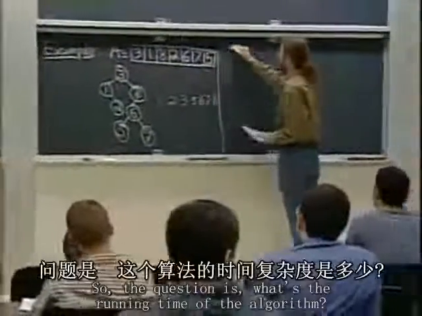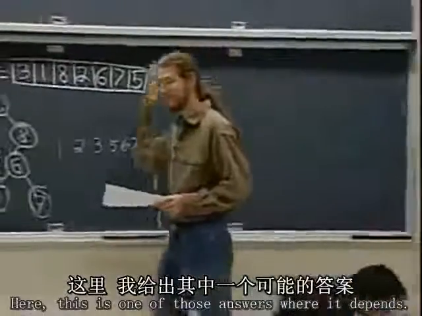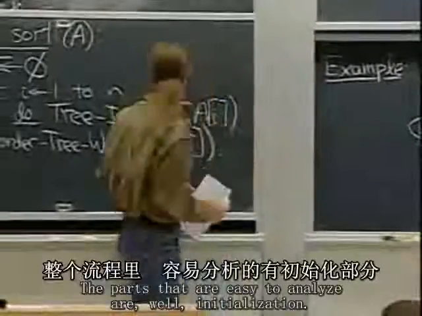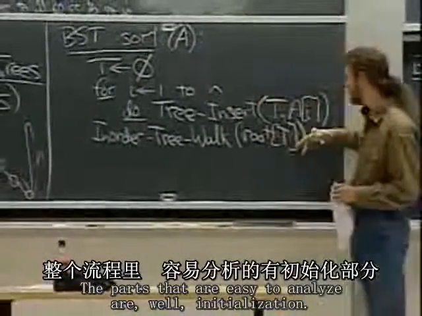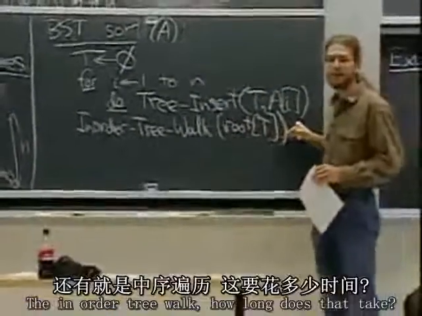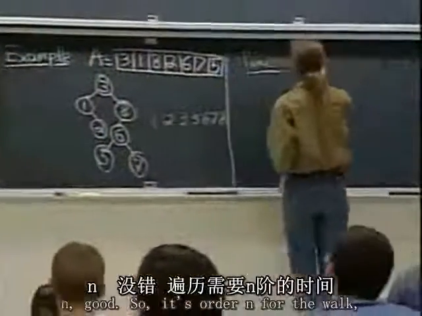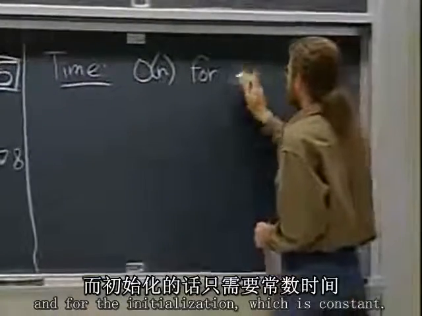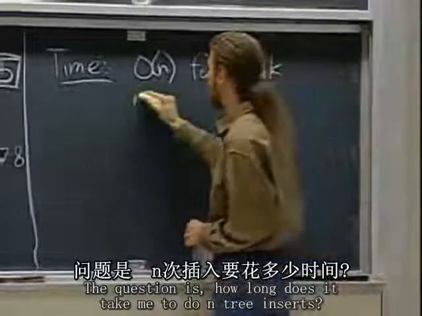So the question is, what's the running time of this algorithm? And here, this is one of those answers where it depends. The parts that are easy to analyze are, well, initialization. The in-order tree walk, how long does that take? N, good. So there's order n for the walk and for the initialization, which is constant. The question is, how long does it take me to do n tree inserts?